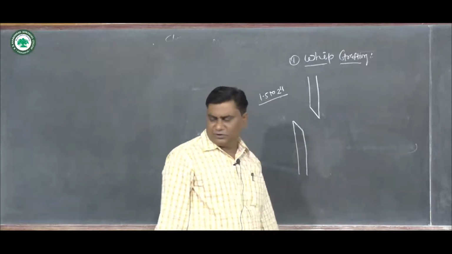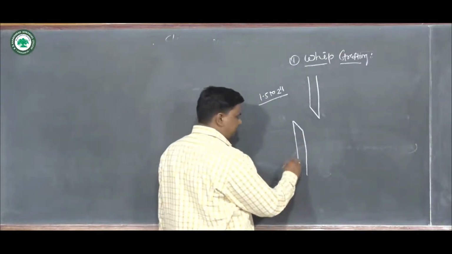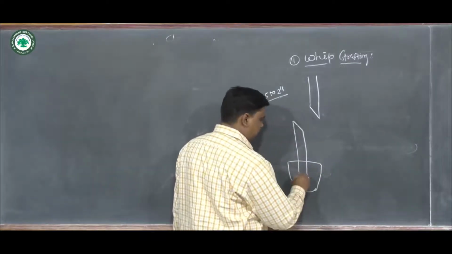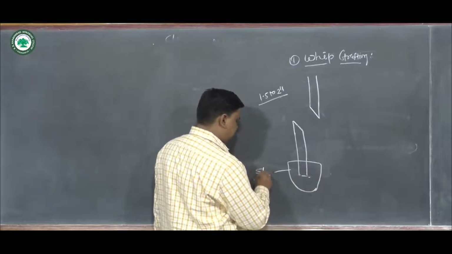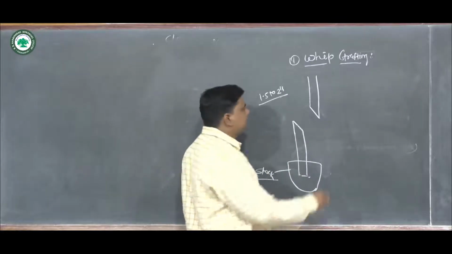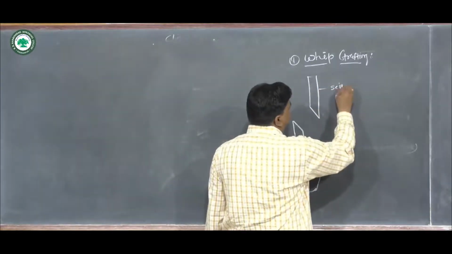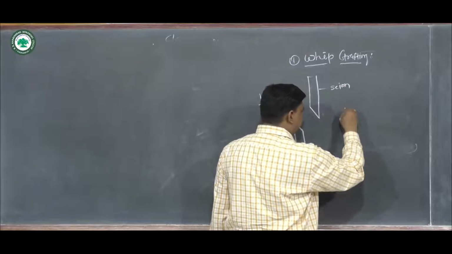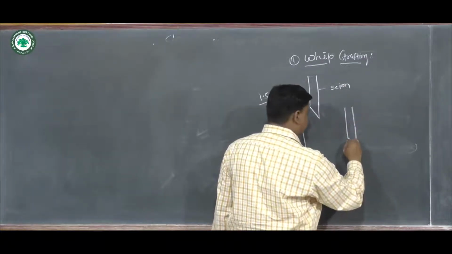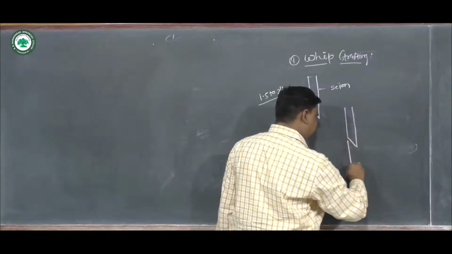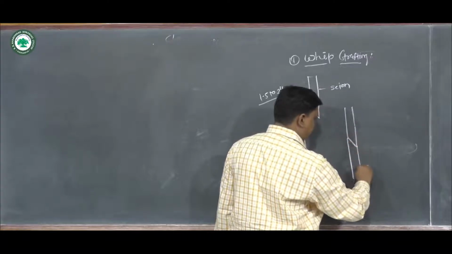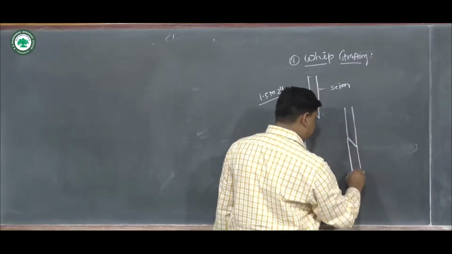Okay, suppose this one is the stalk, and this is what? Scion. Here there is the union of the stalk and the scion.